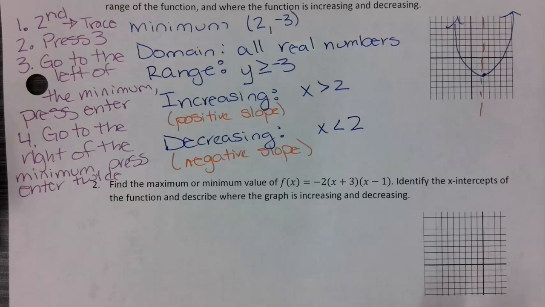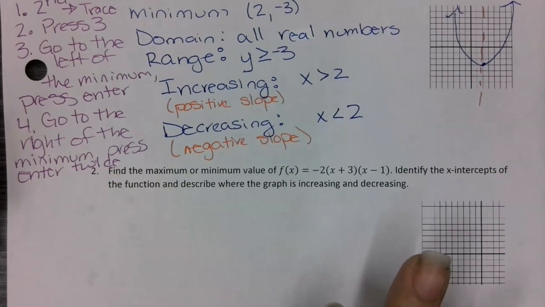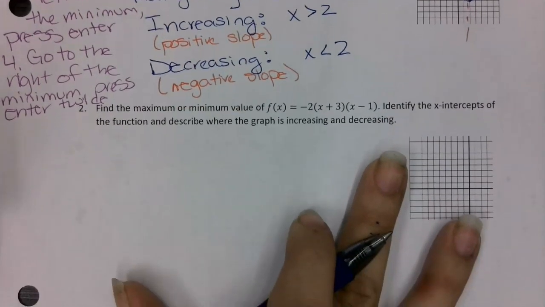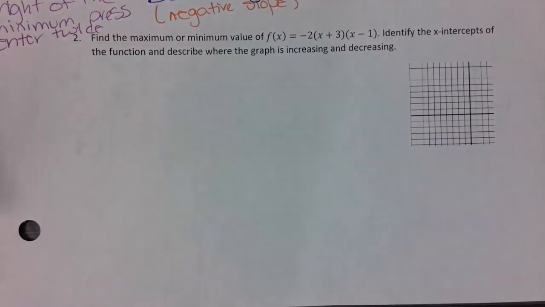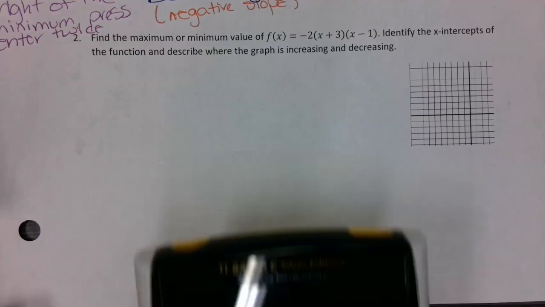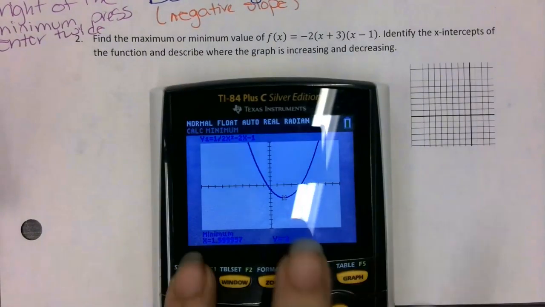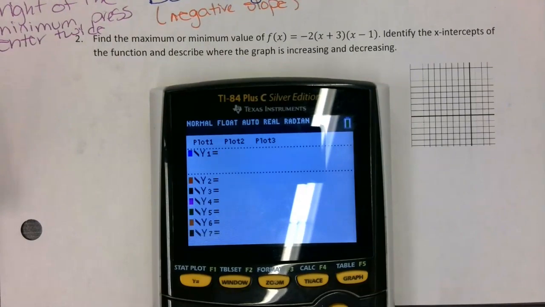It's the same thing, except instead of pressing 3, I press 4. Good? Okay. So number 2 wants me to find the maximum or minimum value of this equation. And it also wants me to describe the x-intercepts. So what I'm going to do is go to y equals. I'm going to clear out my function from what I just did for number 1. And then I am going to type in this new one. Remember to use the white negative for the out front negative.